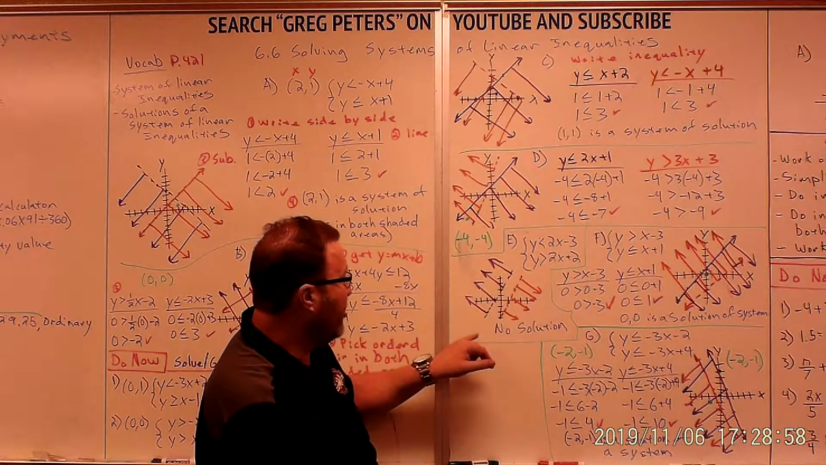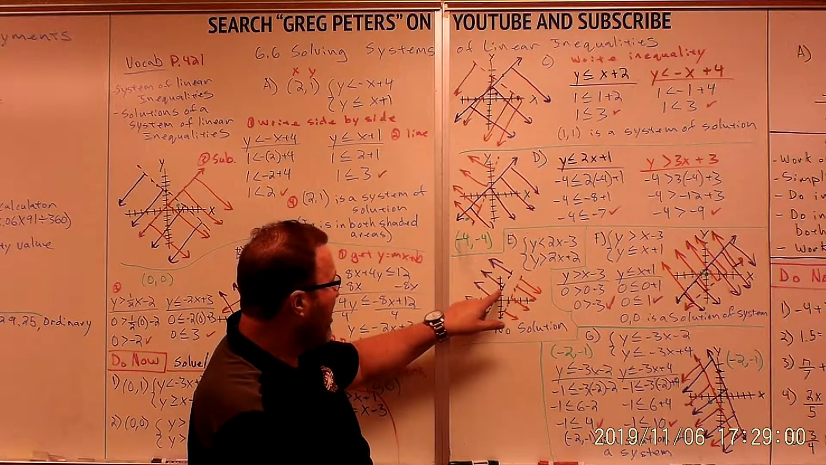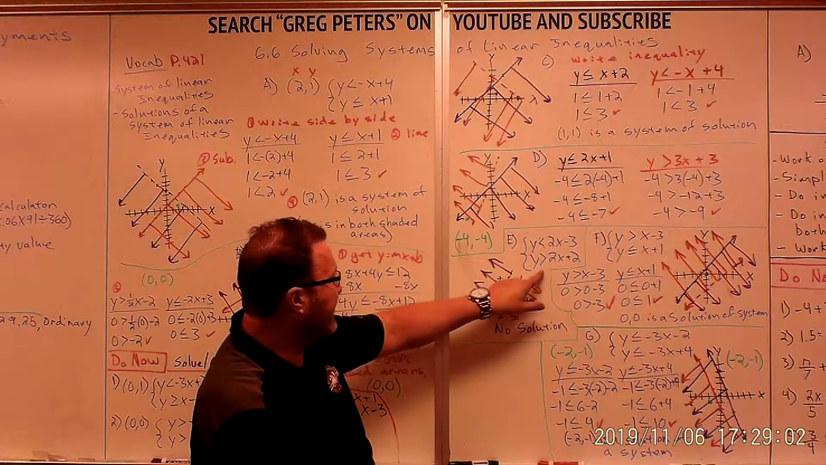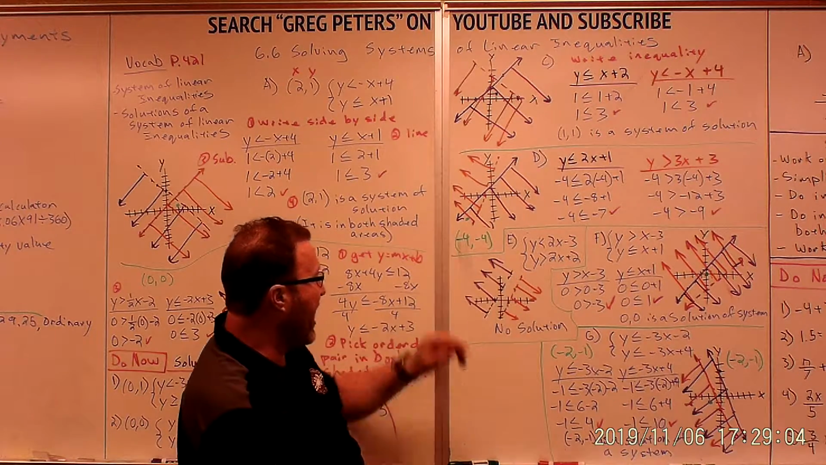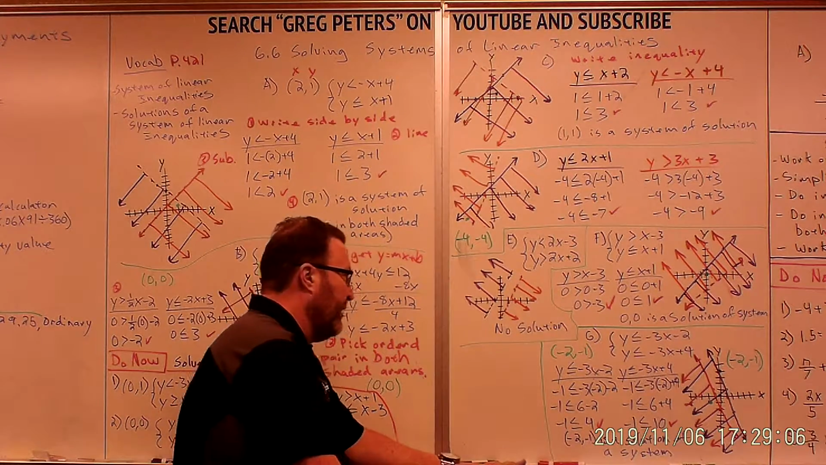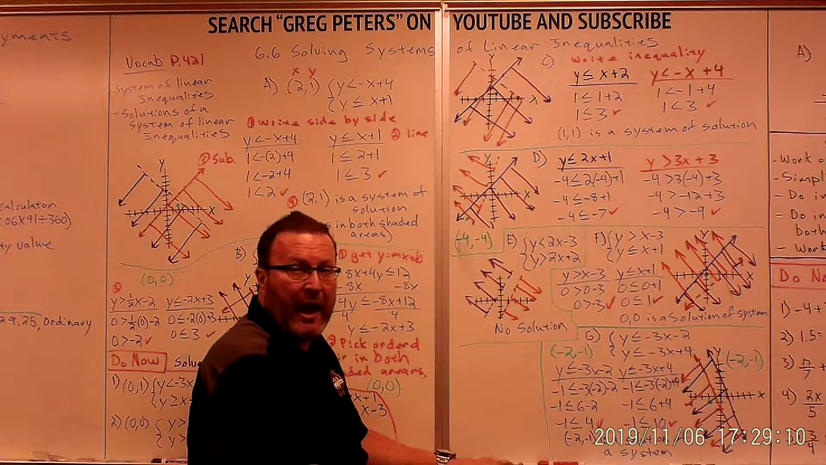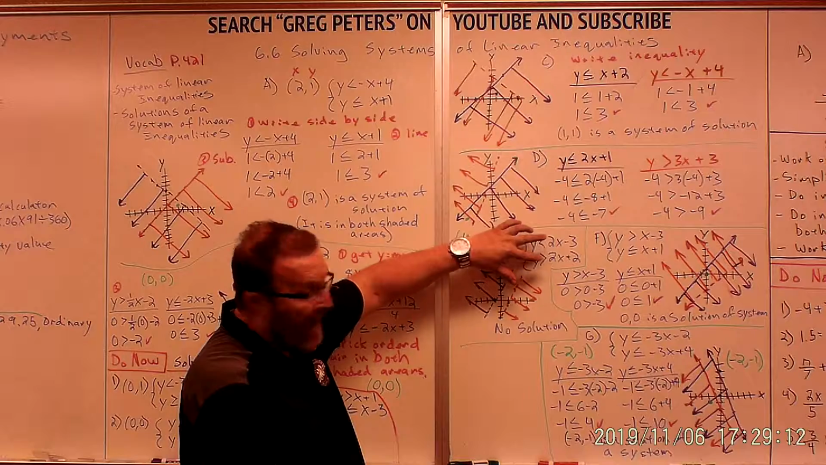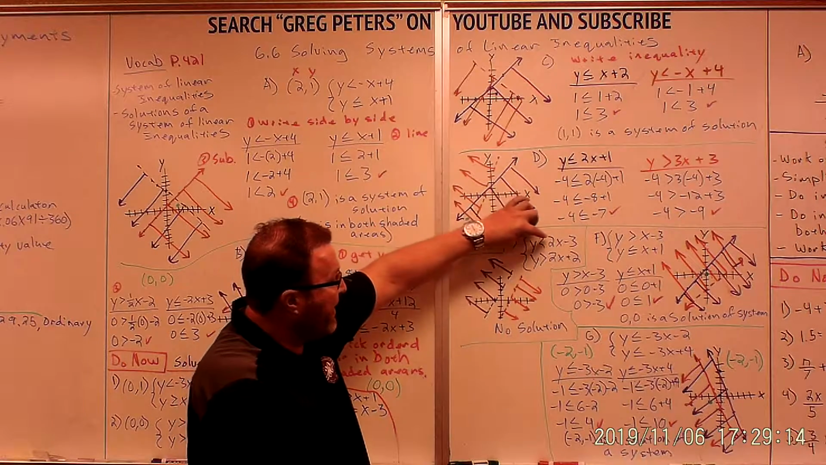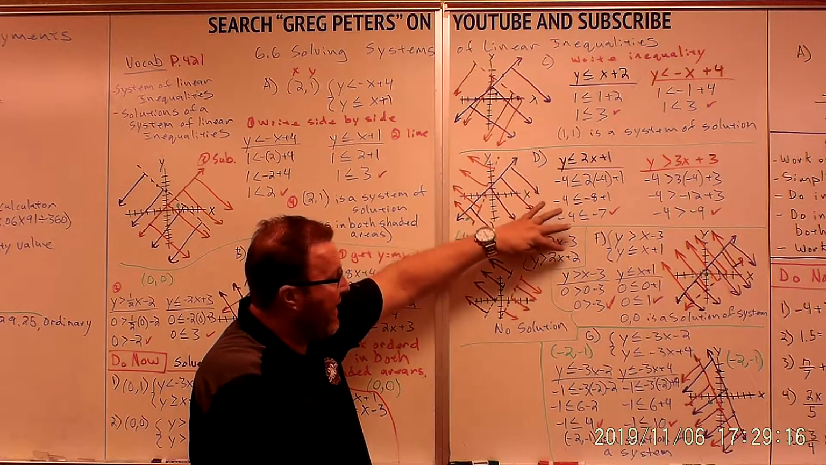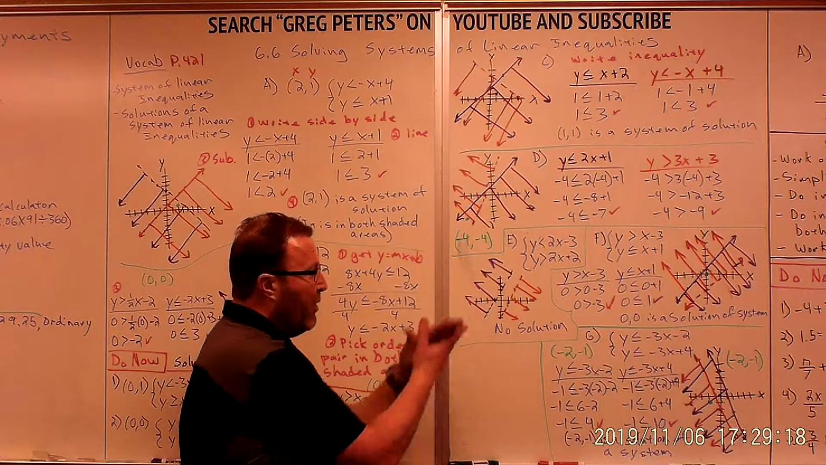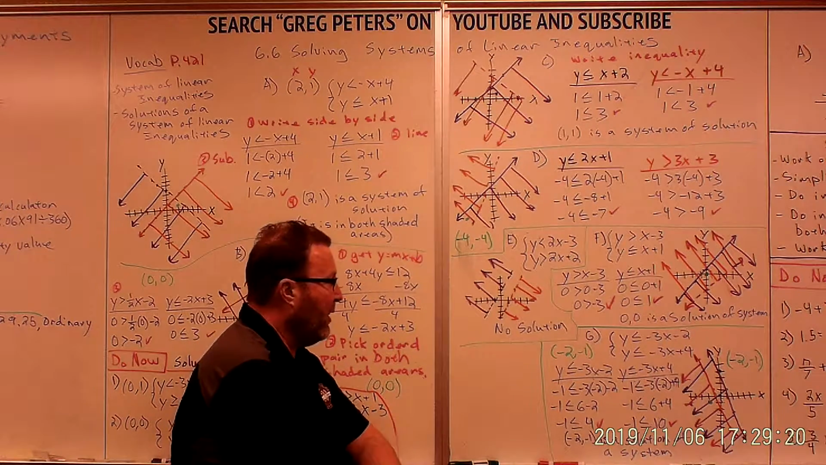Next line, 2x plus 2. We're going to go up 2 over 1. It's a dashed line. It's greater than, shaded up. Now, guess what happens in here? These don't overlap at all. And we can see it actually in the linear equations, because the slope is the same and they have different y-intercepts. So we know that these lines are parallel.